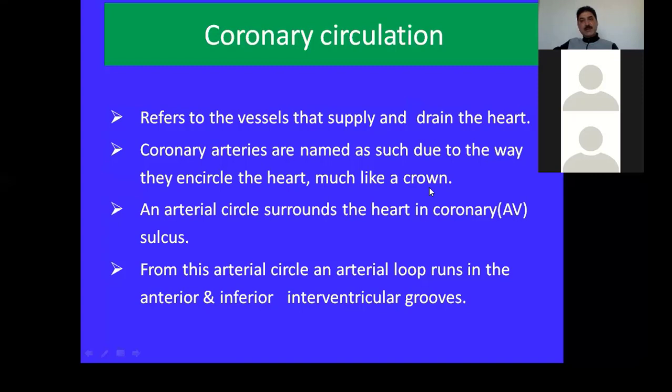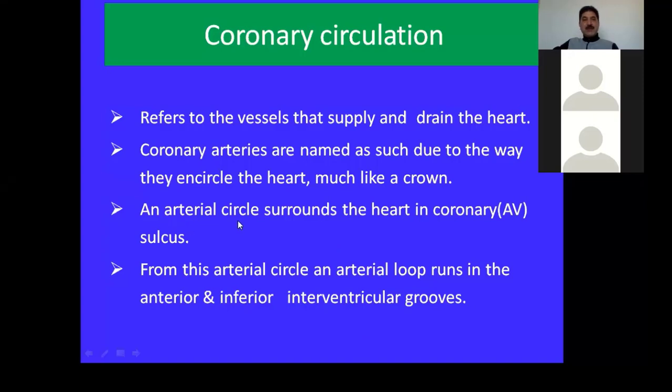If we go towards the main trunks of these coronary arteries, they surround the heart like the base of the crown. And from this base, from this encircled area, ascending and descending branches arise. Ascending branches go towards the base of the heart, and descending go towards the apex of the heart. And they surround the heart like a crown. So that is why they are called coronaries.